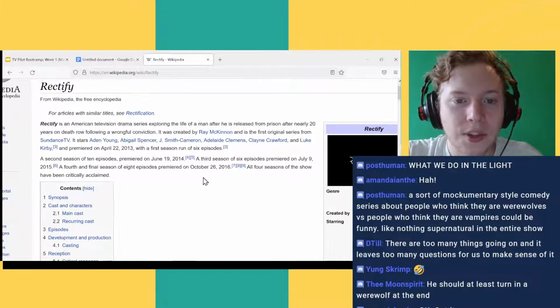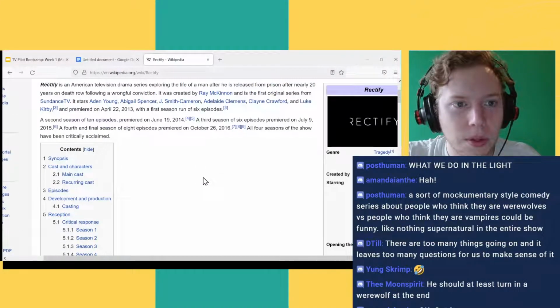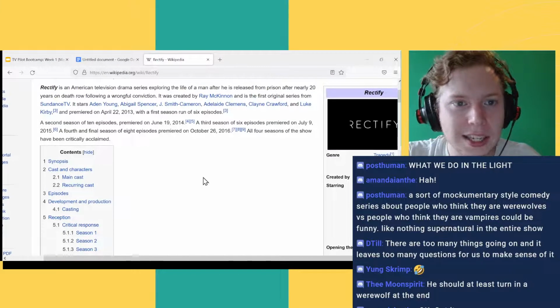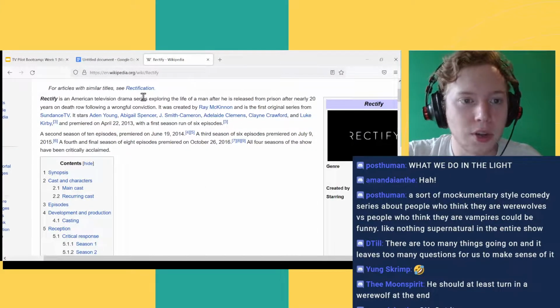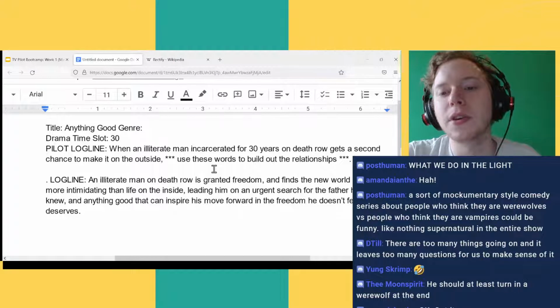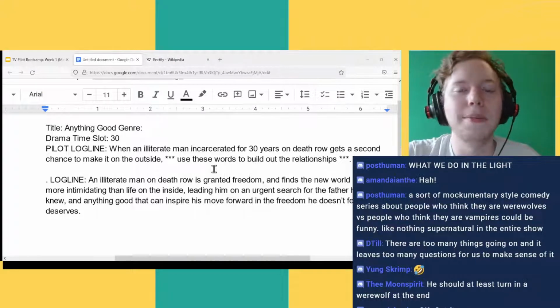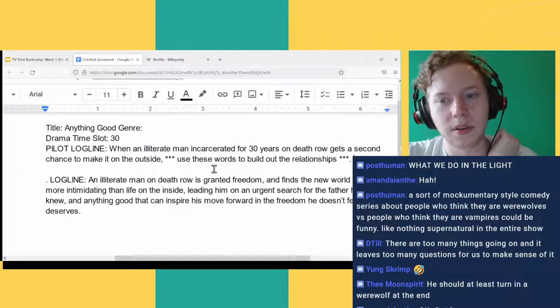No. So, was it 6 seasons? No, 3 seasons. An American television drama exploring the life of a man after he's released from prison after nearly 20 years on death row for a wrongful conviction. Is that what's also happening here? Why is your main character on death row for 30 years? Unless, I mean, it must have been a wrongful conviction, right? It was not a wrongful conviction.